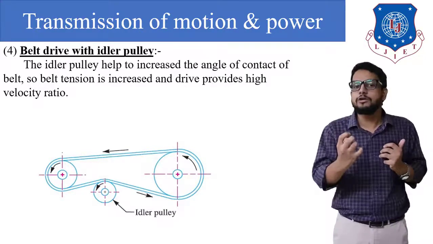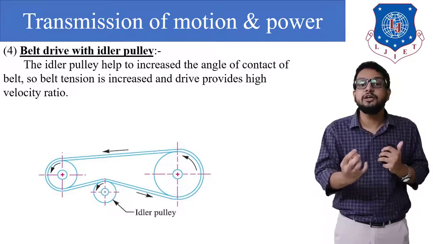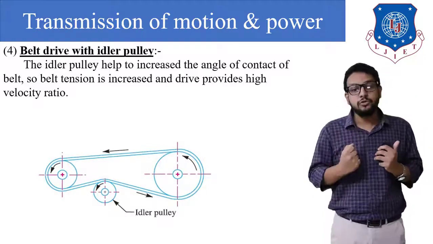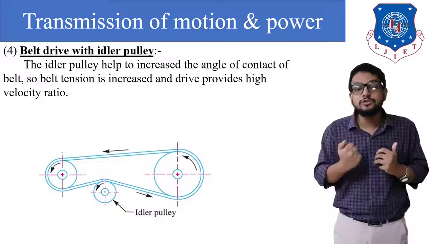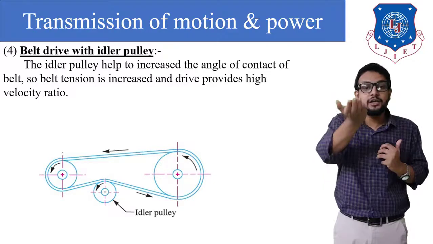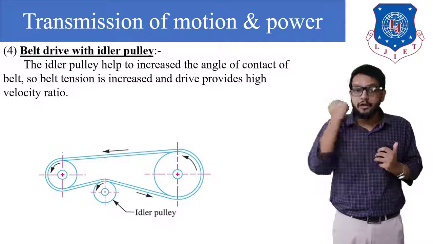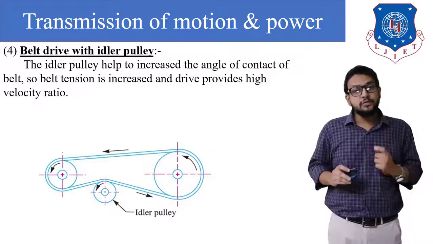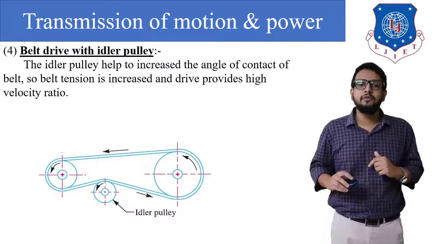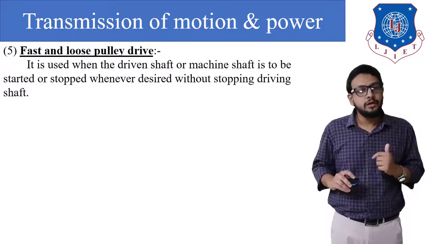Now why does this occur? It occurs because of the slack side, that is low tension on the slack side. As you can see, the idler pulley is provided on the slack side, which is going to increase the tension on the slack side, and because of that the chances of slip will be reduced and power transmission will be more efficient. So this arrangement is called belt drive with idler pulley. Now next is a fast and loose pulley drive.